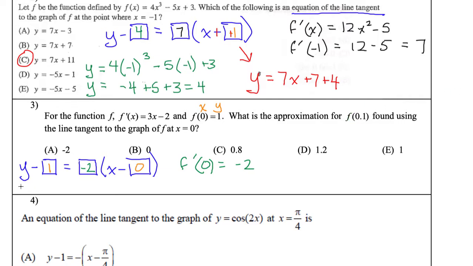Here we go. So it's going to be y minus 1 is equal to -2 times the quantity of just 0.1. So -2 times 0.1, that's going to be -0.2, and then I need to add 1. So coming over here, we have y is equal to -0.2 plus 1, which is equal to 0.8. Correct answer C.